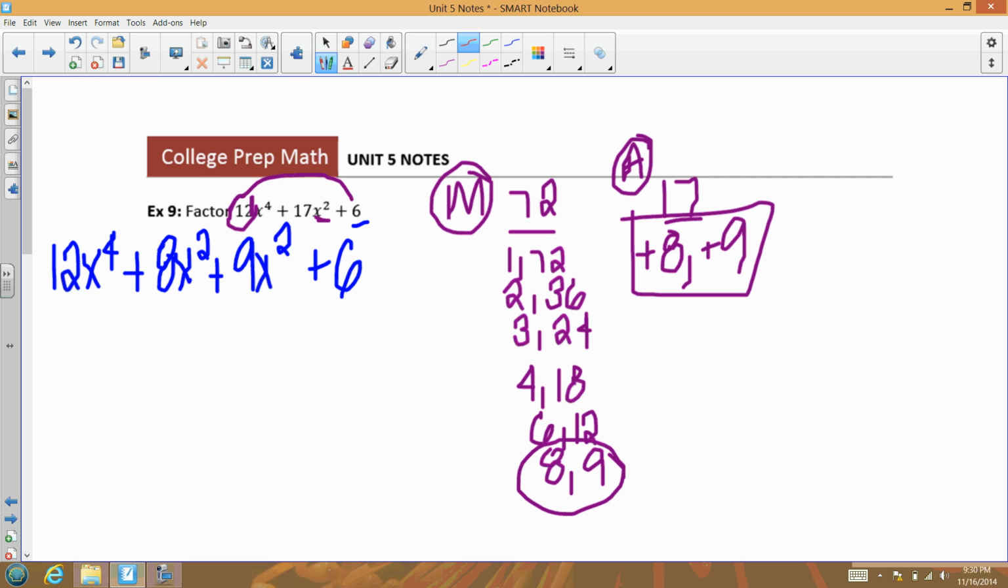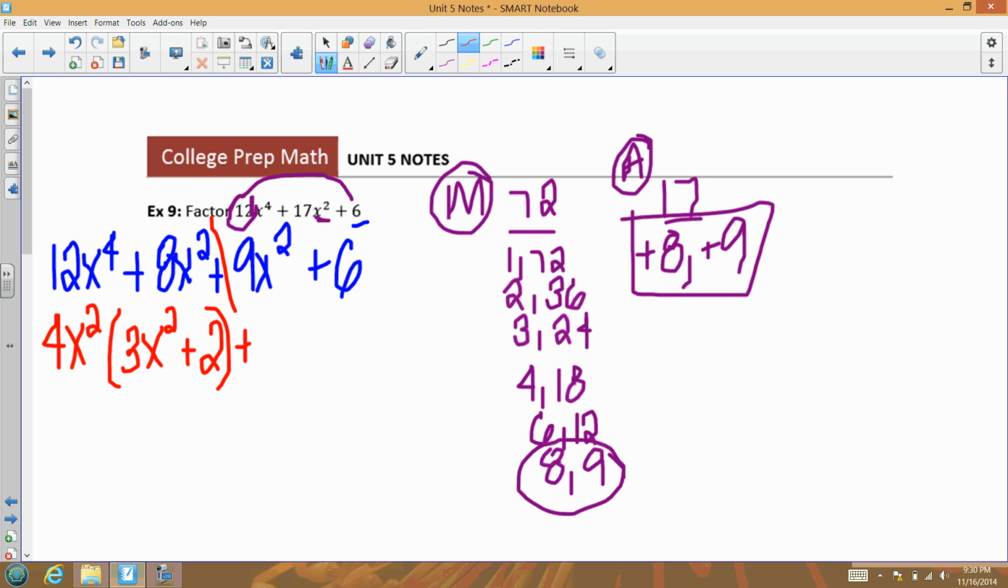Now we can split it down the middle, pull out a GCF. So I'm going to be able to pull out a 4x squared. So I'm going to have a 3x squared plus 2.